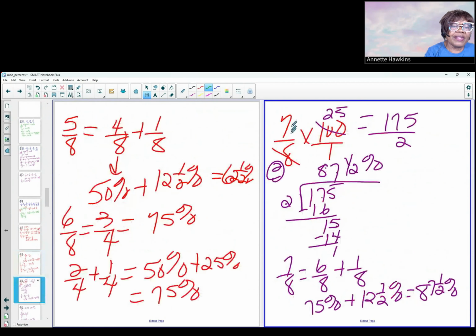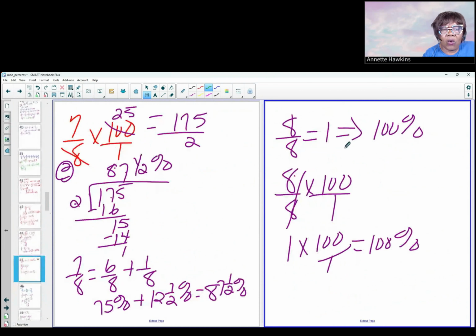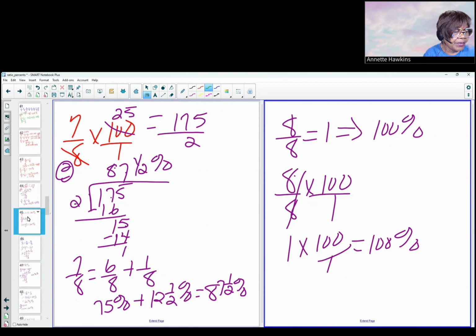All right, 7/8 times 100 is 700 over 8, which is 175 over 2, so we get 87.5%. Okay, and then finally, 8 over 8 is a whole, and that's 100%. And you can just multiply it by 100 and you get 100%.